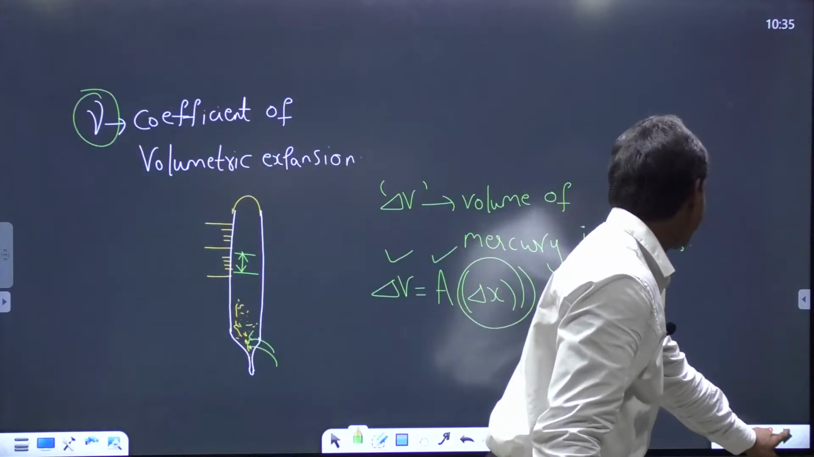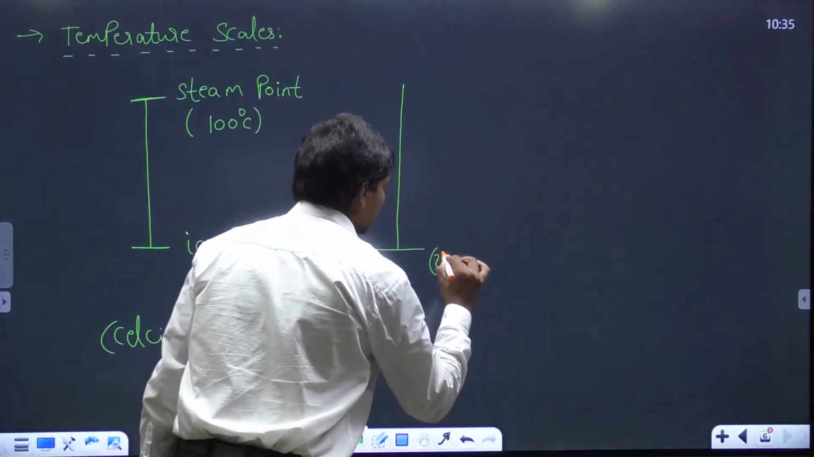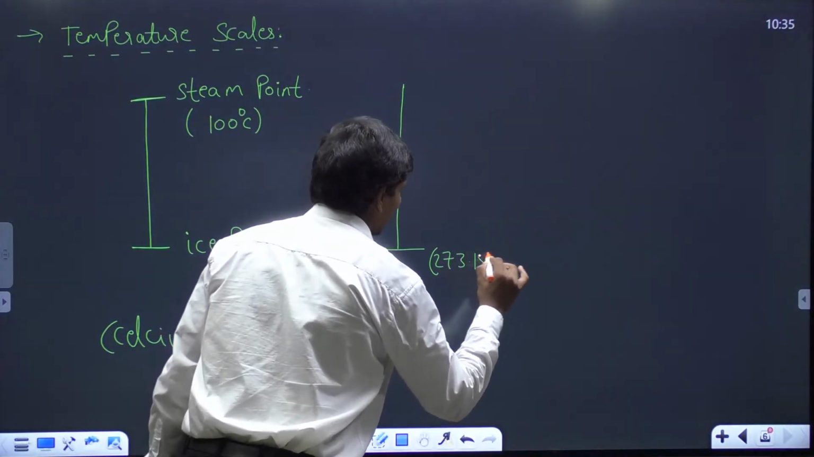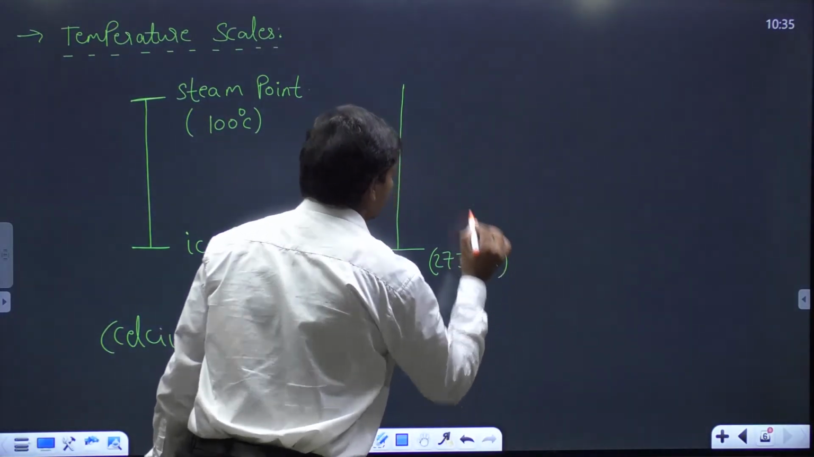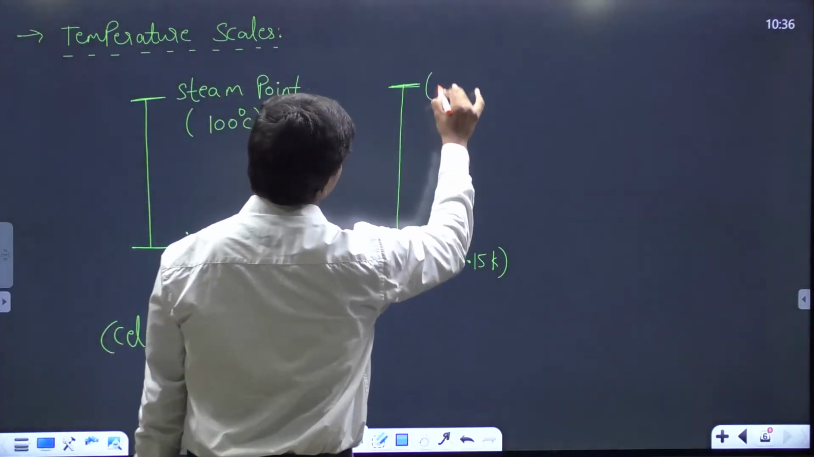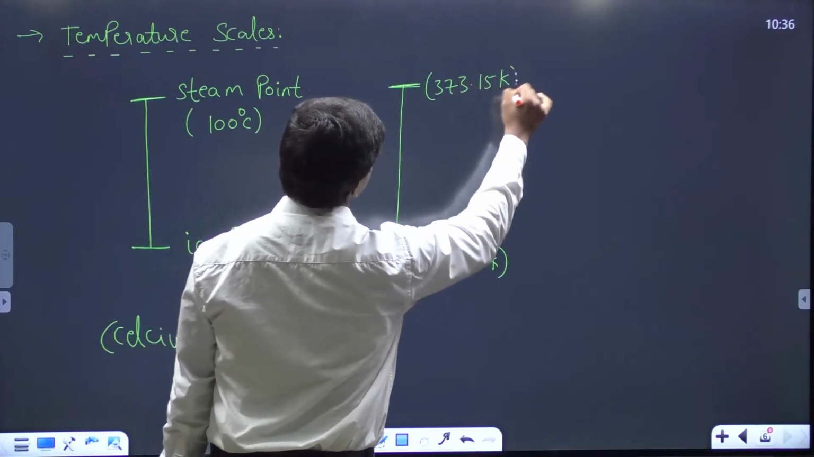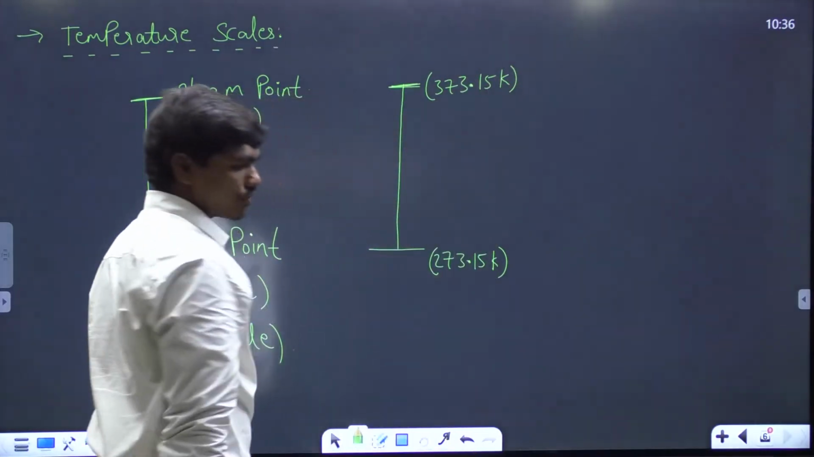So if you see, this temperature scale could have this lower limit as 273.15 Kelvin, and this upper limit as 100, which means 373.15 Kelvin, because 100 degrees centigrade means 373.15 Kelvin.